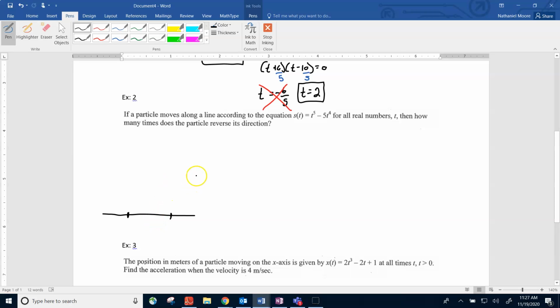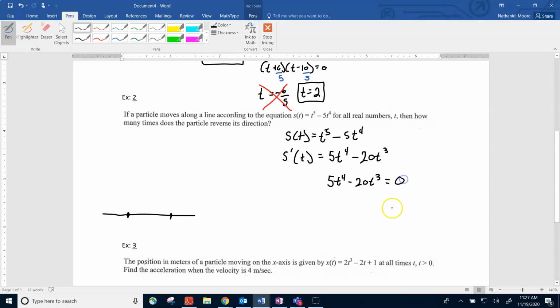To start, we take the derivative of this function to find the velocity. So s prime of t would be 5t to the power of 4 minus 20t to the power of 3. Remember, we're looking at where it equals 0, these points where it crosses the x-axis, so we set the derivative equal to 0. We'll have 5t to the power 4 minus 20t to the power 3 equals 0.